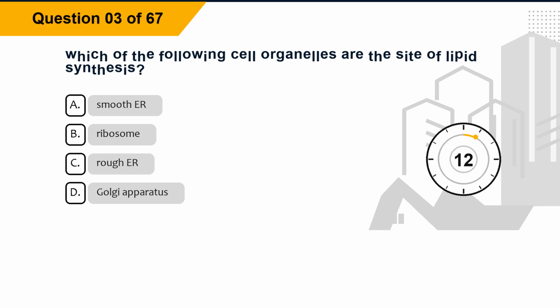Question 3. Which of the following cell organelles are the site of lipid synthesis? Option A, smooth ER. Option B, ribosome. Option C, rough ER. Option D, Golgi apparatus.